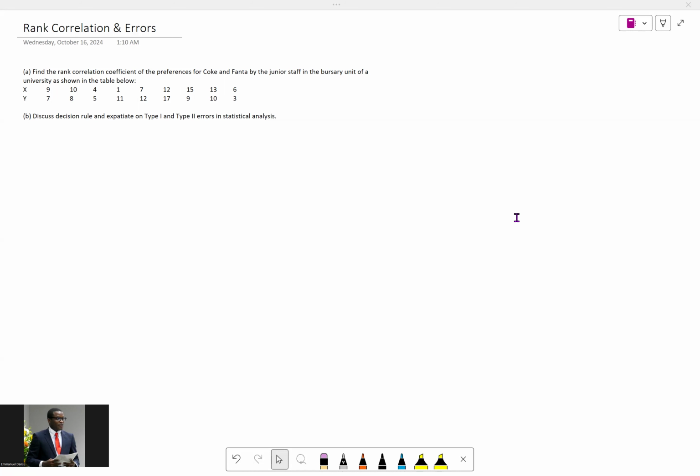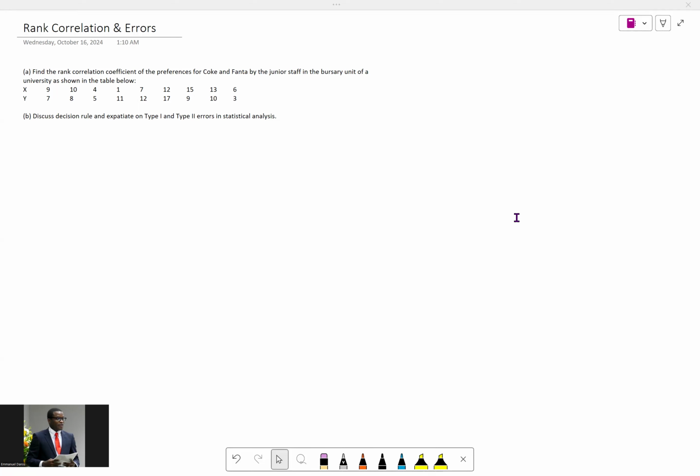In this video, I'll be solving a structured problem on rank correlation and errors. Find the rank correlation coefficient of the preferences for Coke and Fanta by the junior staff in the bursary unit of a university as shown in the table below. Of course, X will represent Coke, while Y would represent Fanta, I want to believe.